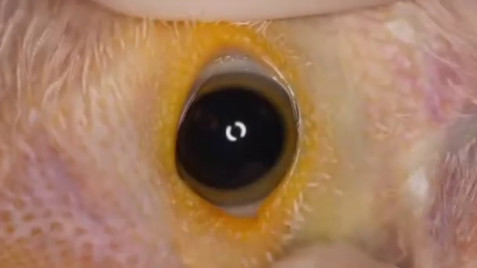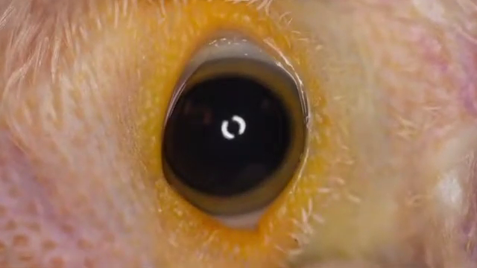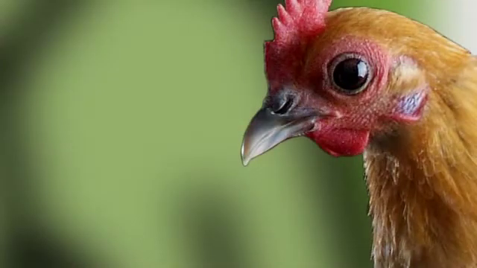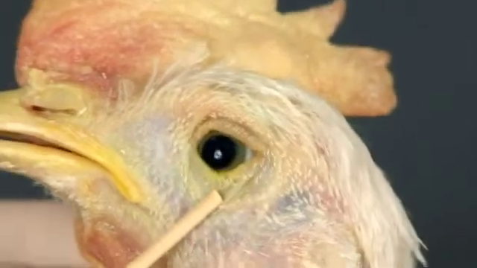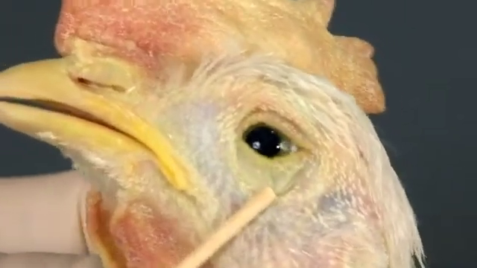The cornea should be clear and convex, and the sclera white. Look for abnormalities like corneal opacities caused by edema, exudate, ulcers, or erosions. Neovascularization can result from inflammation and healing.